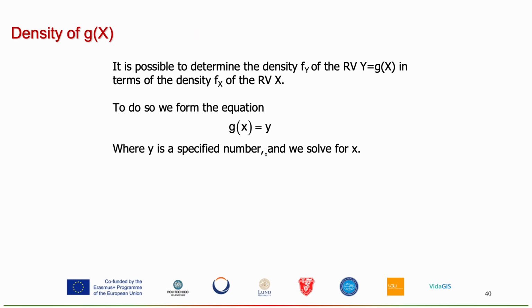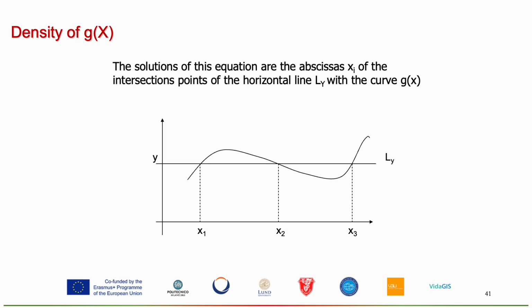How is it possible to determine the density f(y) of the random variable y in terms of the density f_x of the random variable x? Let's start with the equation g(x) = y, where y is a specified number, and we solve for x. Let's start with a graphical representation of the problem.